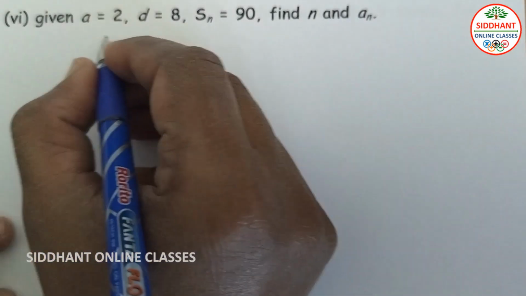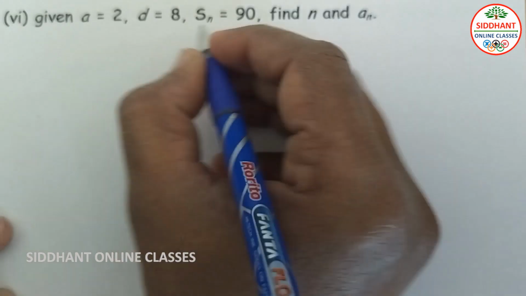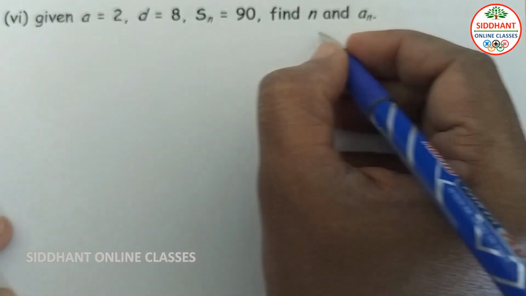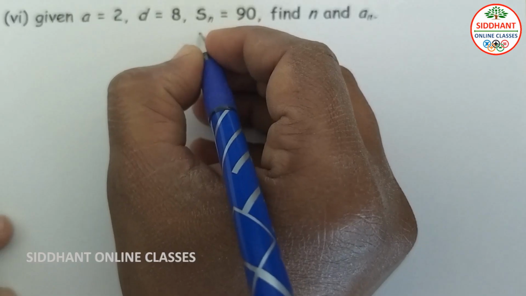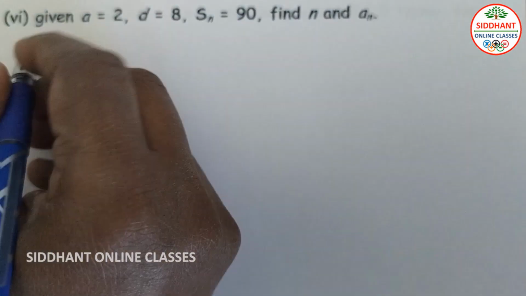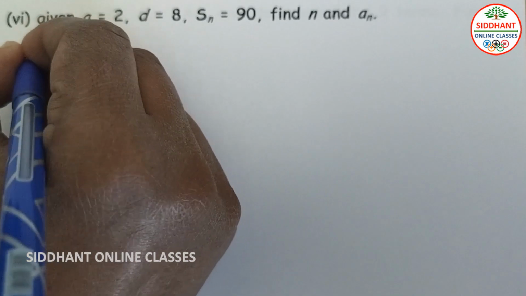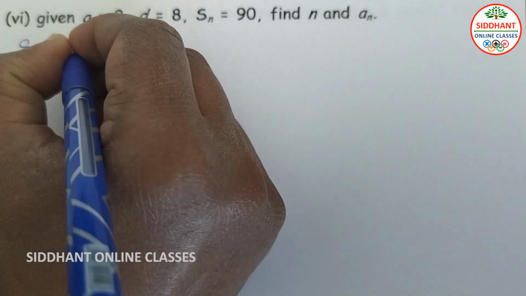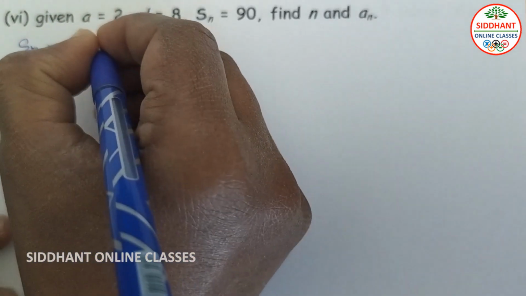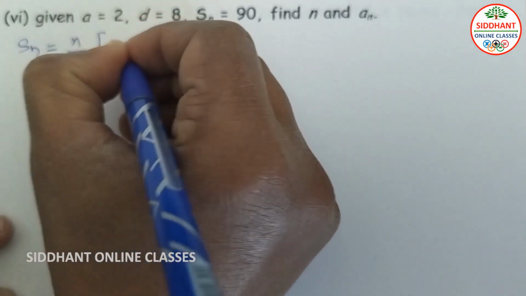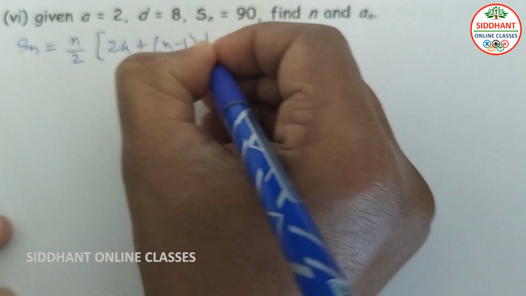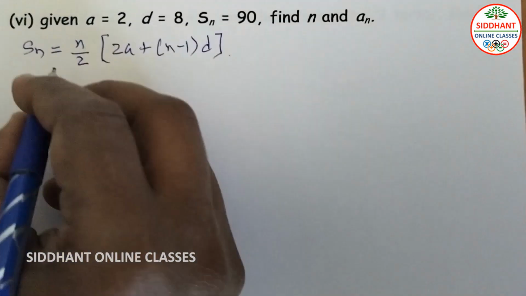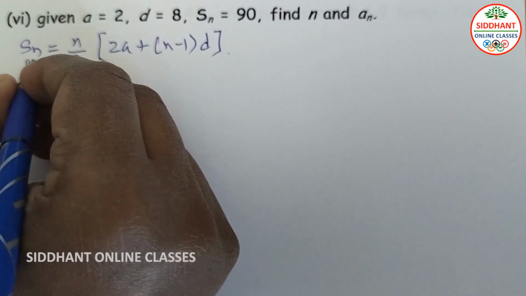Sixth one, given a equal to 2, d equal to 8, Sn equal to 90. Find n and an here. First we are going to find out the n value here. So we know Sn equal to n by 2 into 2a plus n minus 1 d.